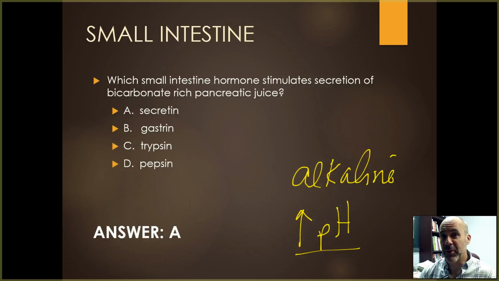Gastrin is a hormone produced by the stomach, which increases the activity of those digestive glands in the stomach down in the gastric pits. And trypsin and pepsin are not hormones. They almost sound like they might have hormone-like names, but both of those are actually protease enzymes.